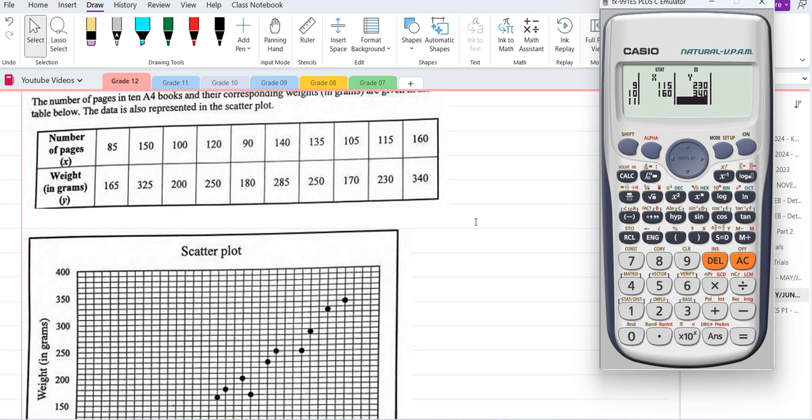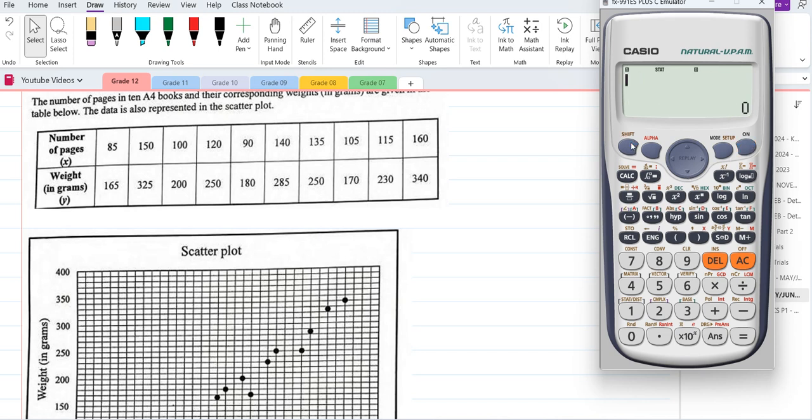Right, so I'm just going to double check all the values to see if I entered them correctly with my coordinates. 85 and 165, 150 and 325, 100 and 200, 120 and 250, 90 and 180, 140 and 285, 135 and 250, 105 and 170, 115 and 230, and 160 and 340. So everything is good.